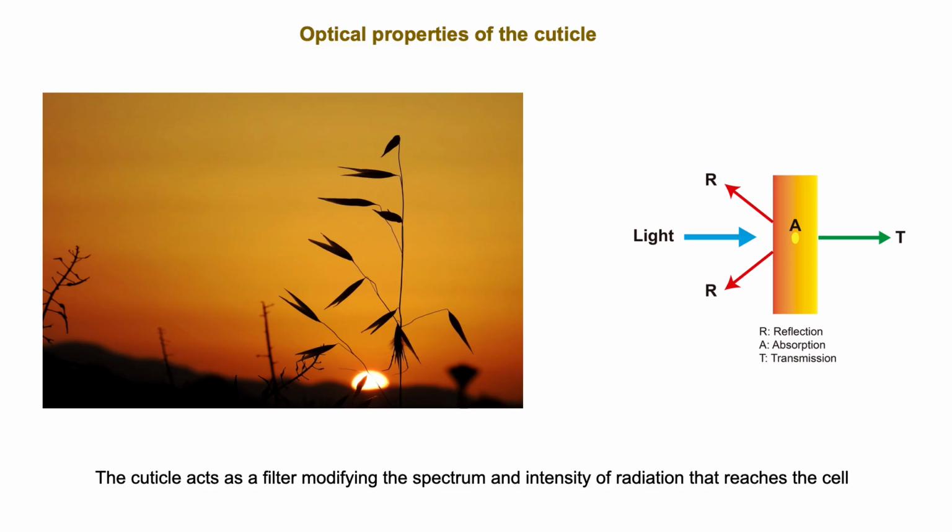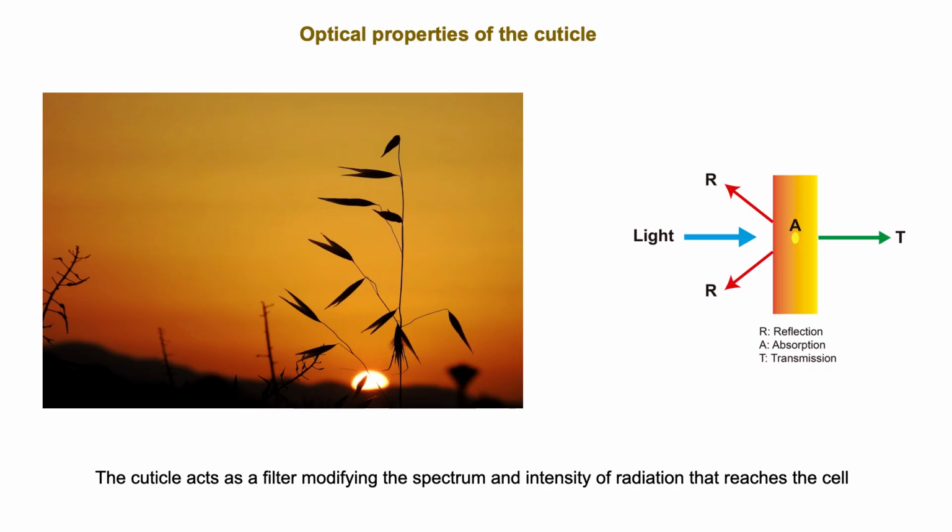Just a few basic physics. When light interacts with an object, let's say a cuticle, for example, but anything, there are only three things that can happen. Light can be reflected. That's the reason why we see objects. Light can go through the object. This is what we call transmission. And the other option is that light can be absorbed by the object.